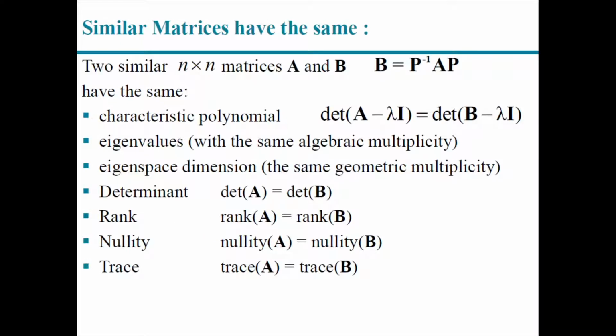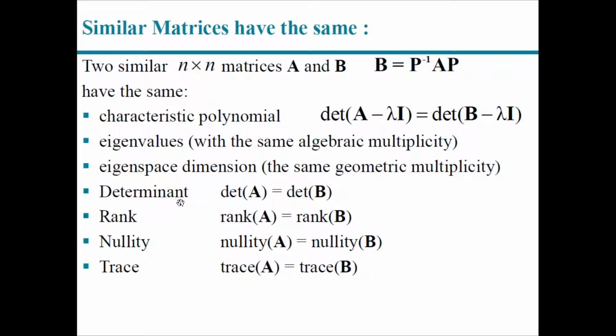Now, why is this interesting? Well, there are some interesting properties for similar matrices. When you have two similar matrices A and B, then their characteristic polynomial is the same. So that means the eigenvalues are the same. That means that they have the same algebraic multiplicity automatically. And also eigenspaces have the same dimensions, so the corresponding eigenvalues have the same geometric multiplicity. So that's good. A lot of things remain the same.